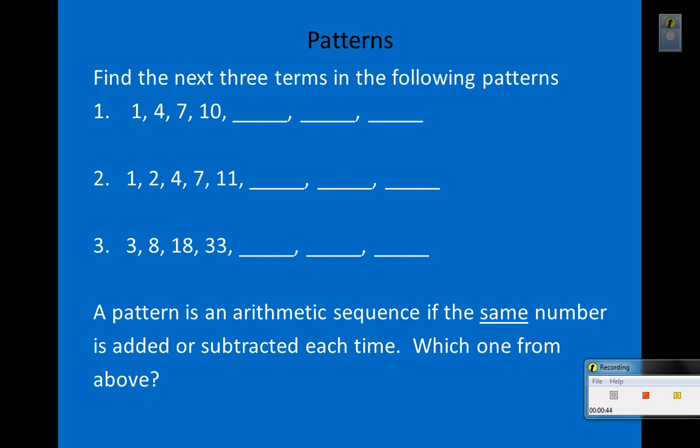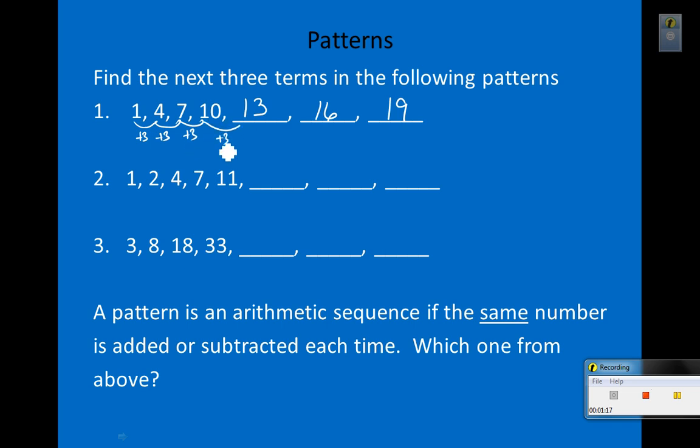Look at the first 3 sequences that I've given you. The first pattern goes 1, 4, 7, and 10. I'm sure you can look at that and predict the next 3 terms. There's going to be a 13, there's going to be a 16, and there's going to be a 19. Why? Because we're adding 3, and then we're adding 3, and then we're adding 3, and then we're adding 3.